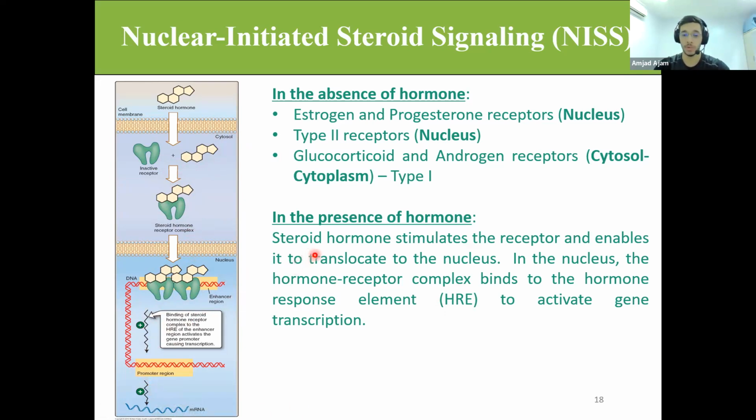So the steroid hormone will stimulate the receptor. The hormone will bind to its receptor. It will enable it to translocate to the nucleus, and in the nucleus, it will bind to something called the hormone response element, on the enhancer region, and then activate gene transcription.